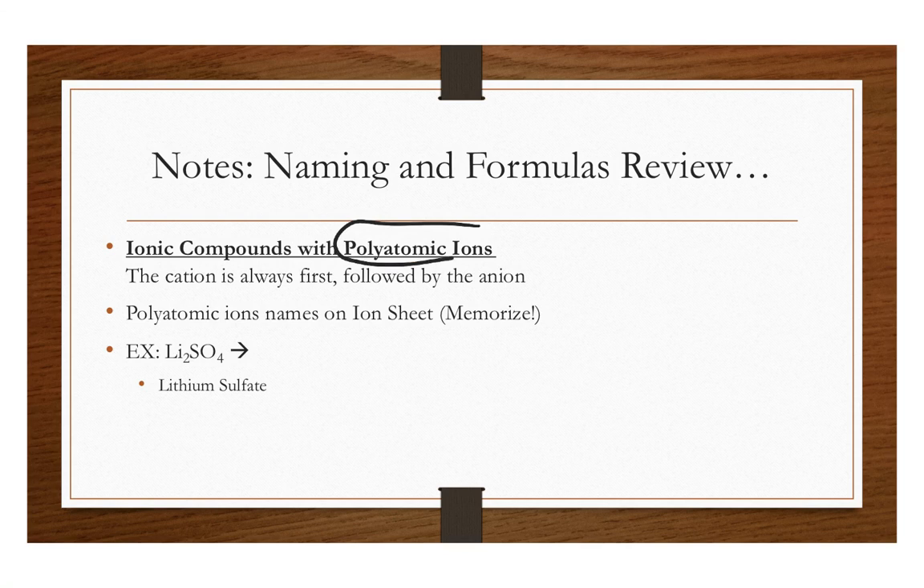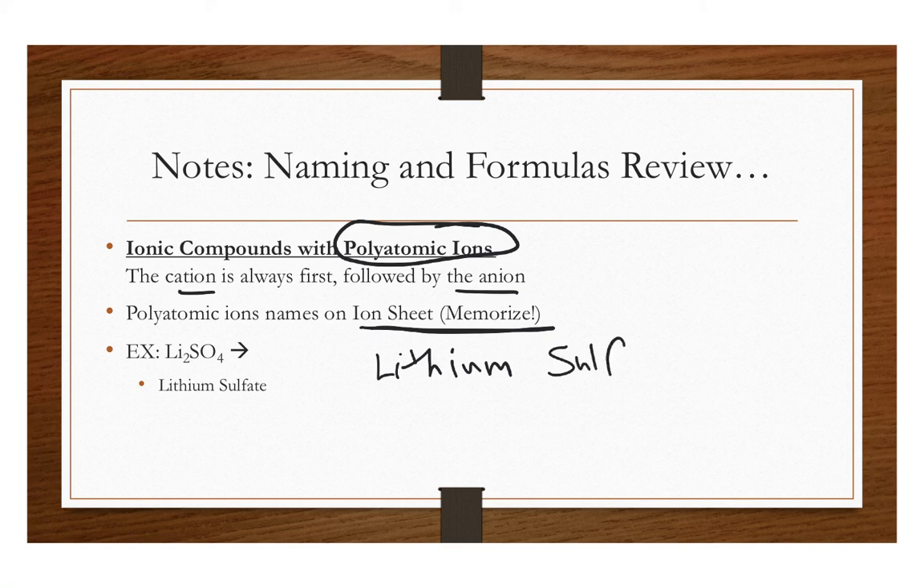What if our compound has a polyatomic ion? Okay, well, still cation first, followed by the anion. We've memorized the ions on our polyatomic sheet. So Li2SO4, Li is lithium, SO4 is sulfate, and we're done.